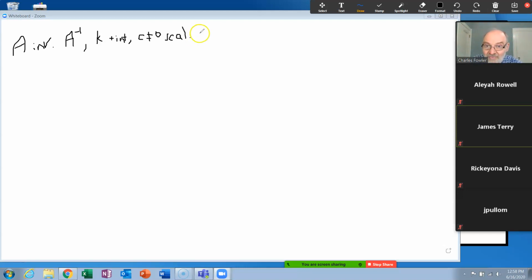Okay. Now, that's the given. Those three features. A is invertible, which of course implies it's square and it has an inverse. K just has to be a positive integer, 1, 2, 3, 4, 5, no negatives, no fractions, no decimals. C, any scalar in the world except zero. If you have those conditions met, then here's what we know. A inverse exists. A raised to the kth power, we did that last time, pretty sure. A times A times A, k times, wherever k is a positive number.